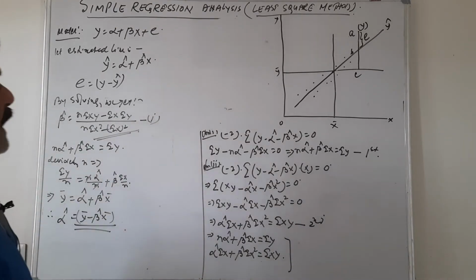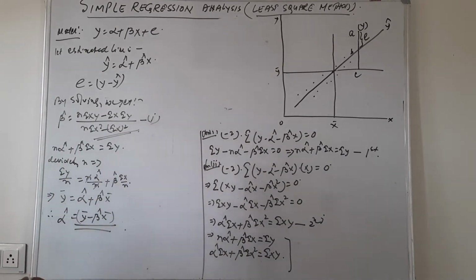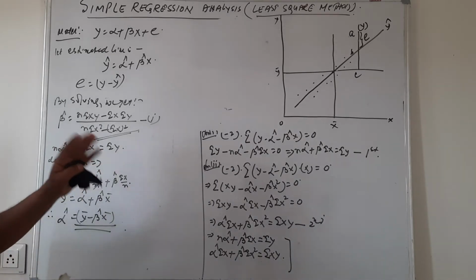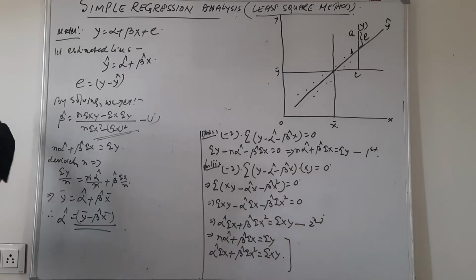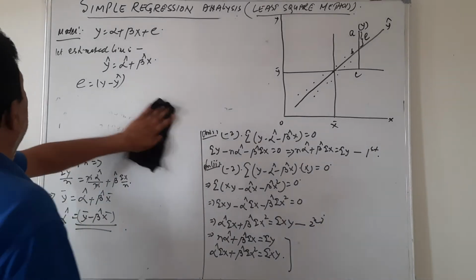So in the least square method, this is how we get the values of alpha and beta in non-deviation form. Now I am going to explain this in deviation form.